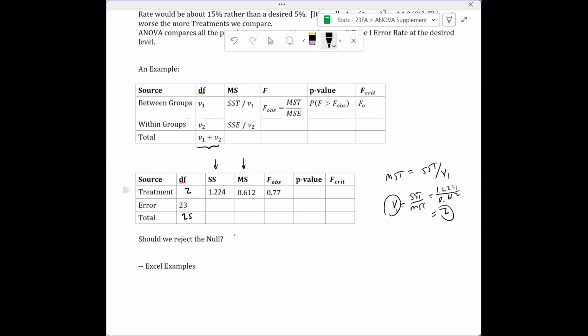And what else do I need here? Well, I know my F observed from up here is MST over MSE. So I could try to find this number, MSE.